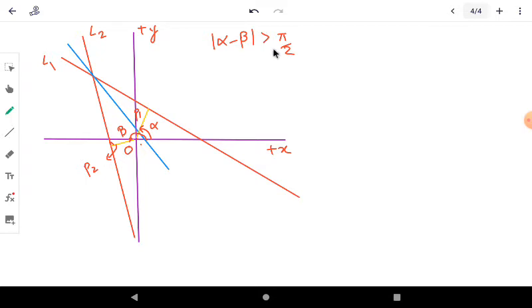Now if you take any other scenario, like if it is something like this, and if you draw the two lines L1 L2, if you draw like this, this is the bisector line.